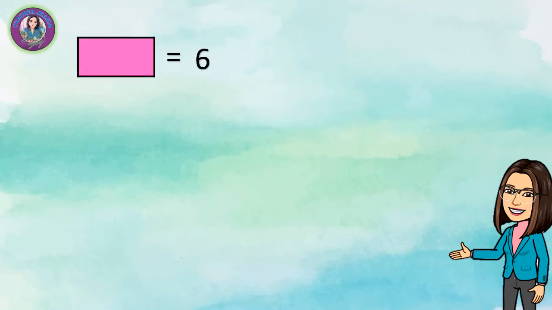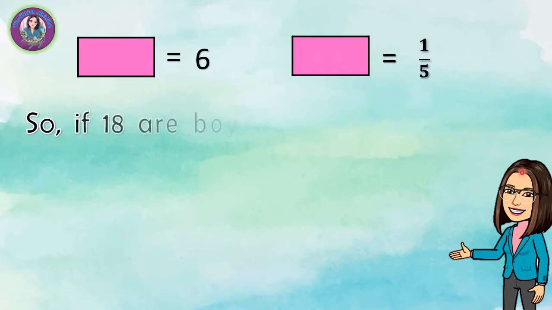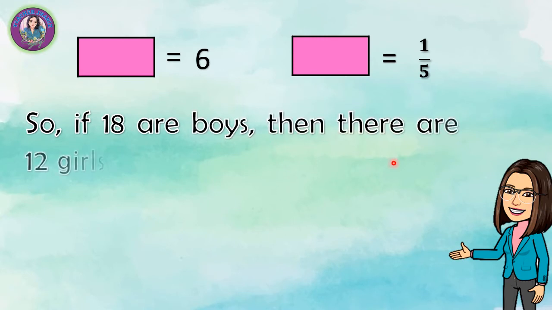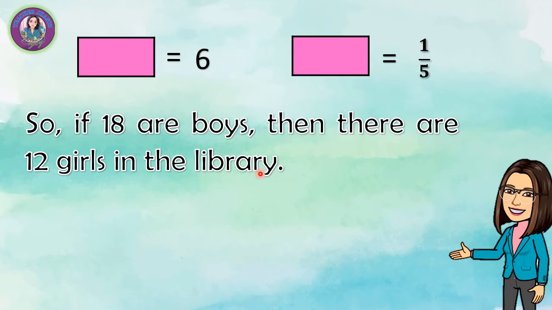Like what I've said earlier, 1 unit is equal to 6, or 1 part is equal to 6. In fraction form, that is 1/5. So if 18 are boys, then there are 12 girls in the library.